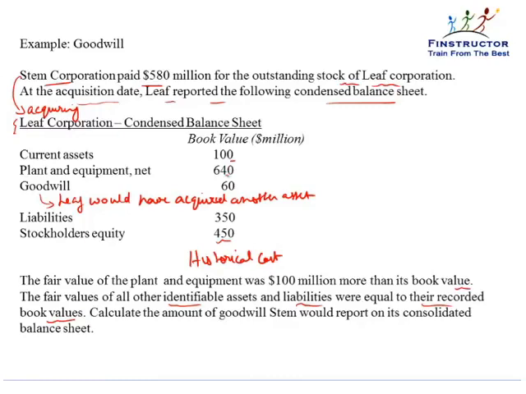So the plant and equipment, which is being carried at $640, if you had to buy it today or if you had to replace it today, then the fair value of this item would have been $740 million. And all other identifiable assets and liabilities were equal to their recorded book values. So the fair value of the current assets is $100 million.